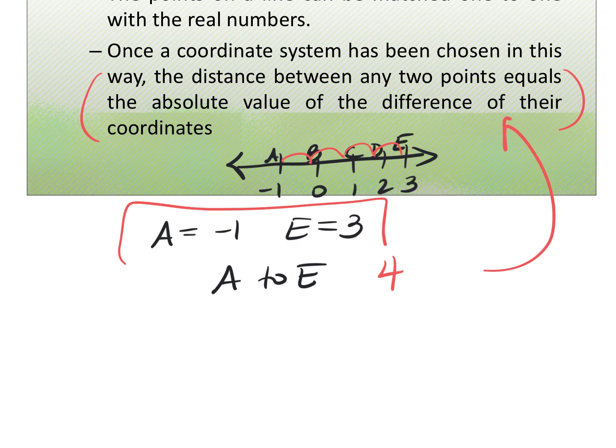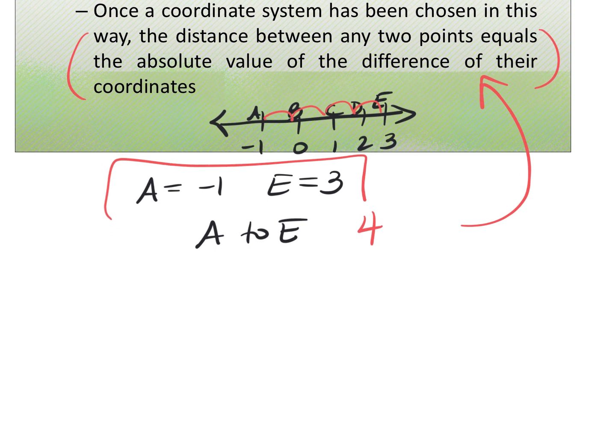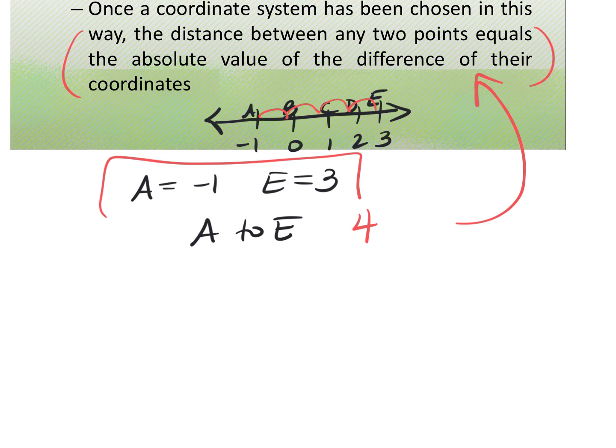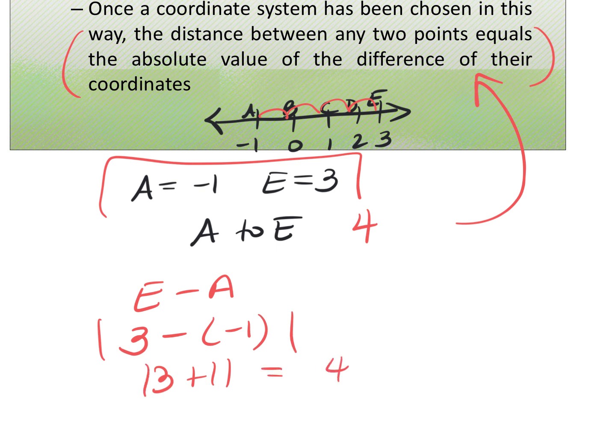Now let's say I didn't have the visual and they just gave me this, then that's when I can apply this rule of subtracting the coordinates and then finding the absolute value. So if I were to do E minus A, I would be doing 3 minus, and then A was a -1. And then again, remember, you're going to find the absolute value. And this gives me +4, and the absolute value of +4 is 4.